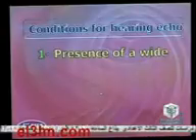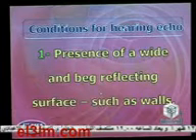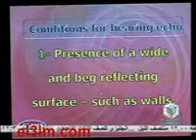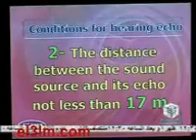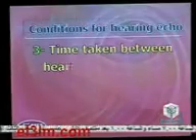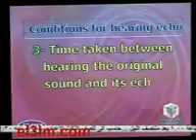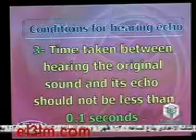Another example, conditions for hearing echo. Number one, presence of a wide and big reflecting surface such as walls. Number two, the distance between the sound source and the reflecting surface not less than 17 meters. Number three, the time taken between hearing the original sound and its echo should not be less than 0.1 second.